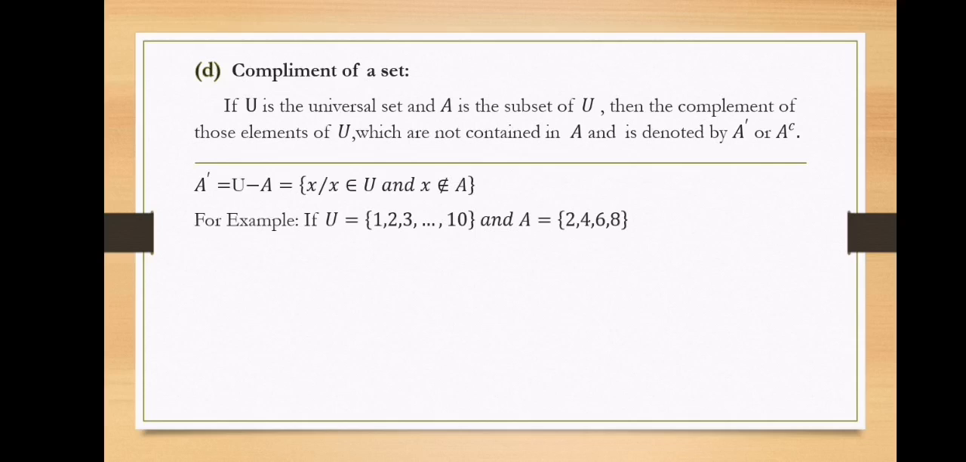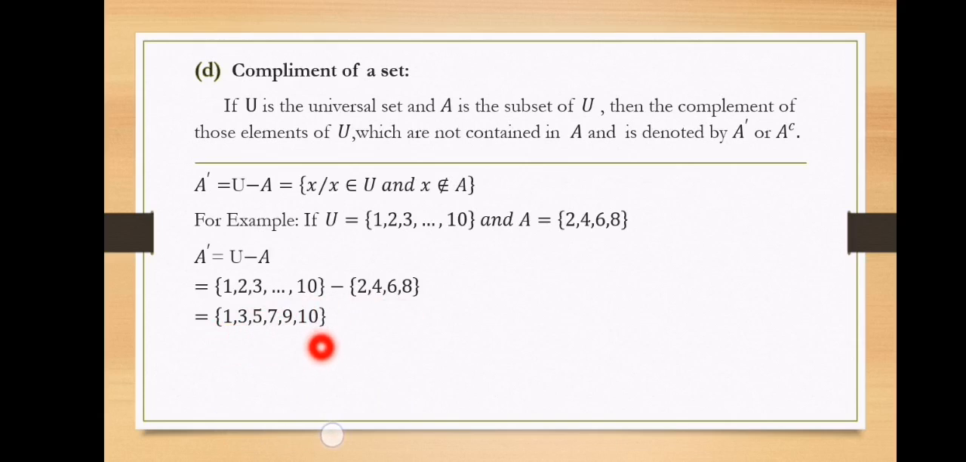Its example is, if U is equal to 1, 2, 3 up to 10 and A is equal to 2, 4, 6 and 8, then A complement is equal to U minus A. Since we have already discussed that if we are going to find out the complement of a set, it is to be subtracted from the universal set. The universal set is 1, 2, 3 up to 10 and A is 2, 4, 6 and 8. 1 is not in set A, so A complement is equal to 1, then 3, then 5, 7, 9 and 10. That is all those numbers which are not in set A.